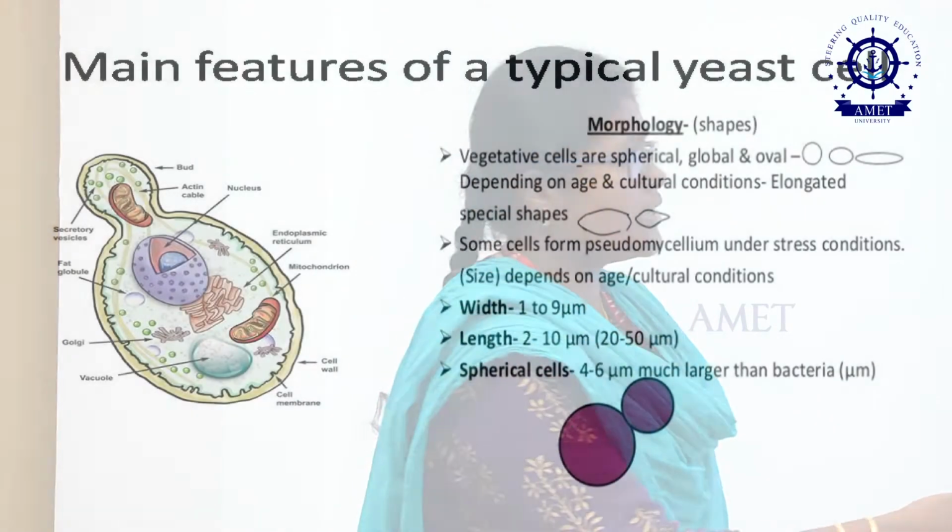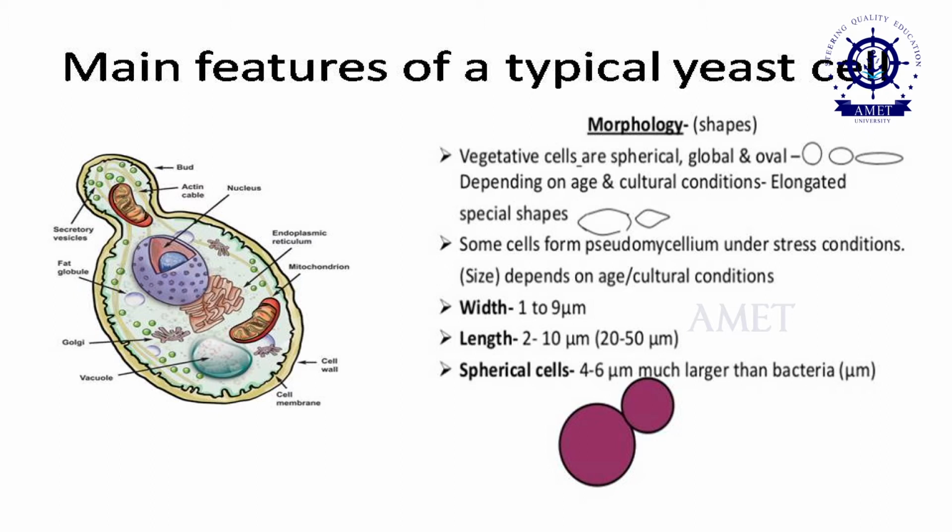The shape and structure of the yeast cell vary: they may be oval or globular, some may be elongated, or some may be in special shapes, as you can find over here. In some cells, movement is done by pseudoflagella, so pseudomycelium corresponds to the movement of the yeast cell.